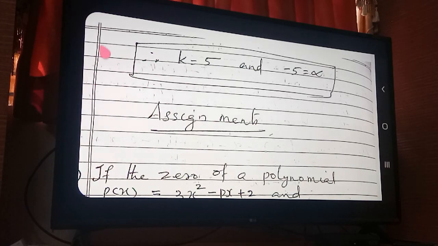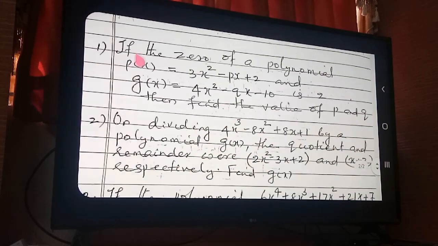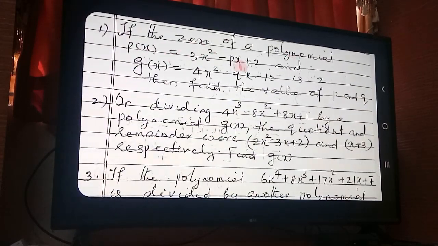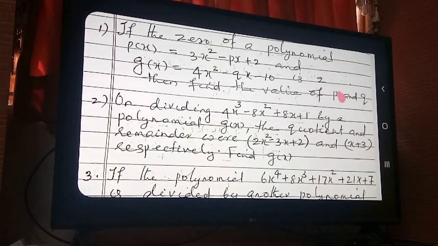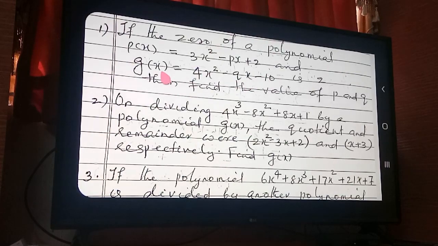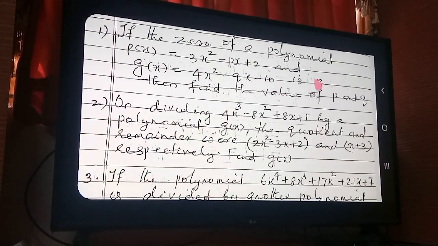In your textbook, the last page summary is there. So summary is very important. Summary, you revise every day and keep. Okay. Now I have given some assignments. Okay, see the 4 questions. Here, if the 0 of a polynomial p of x is given and g of x is given, then find the value of p and q. Okay. And next question, here g of x is given and the 0 of the polynomial is given as 2, so you have to find out the value of p and q.